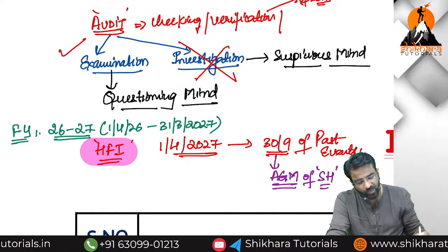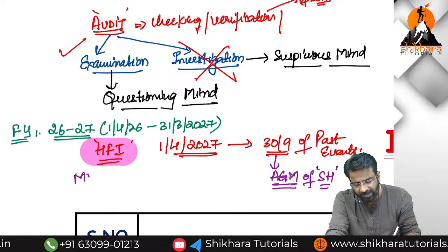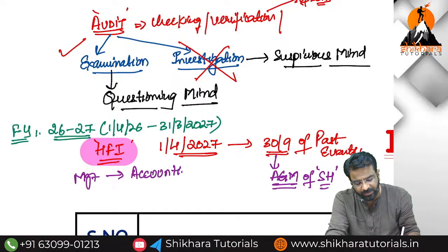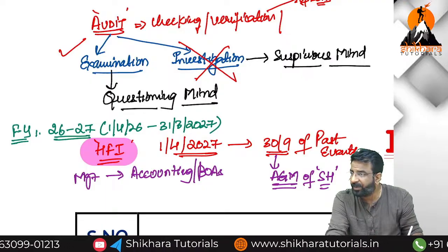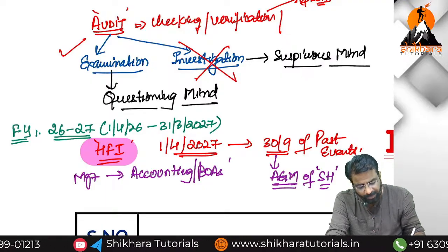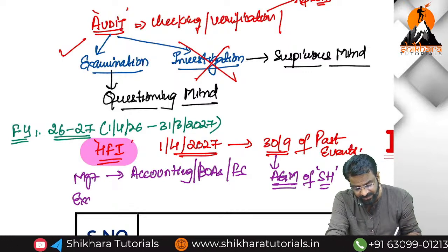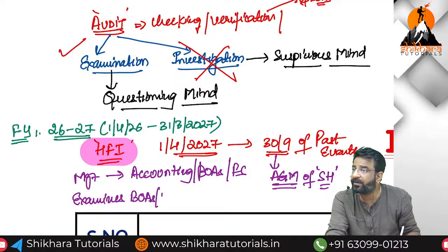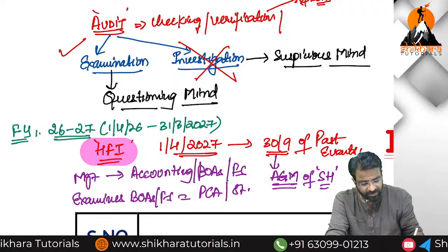Now sir, who does the accounting? Accounting is done by whom? Management. Who prepares the books of accounts? Management. Who prepares the financial statement? Management. But who examines the books of accounts and financial statement? Auditor. Practicing CA.